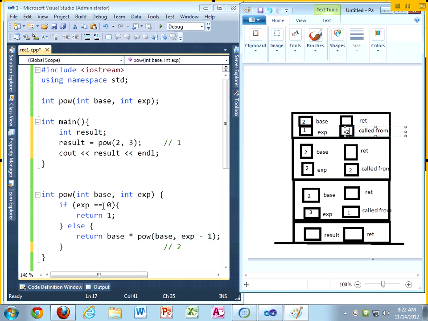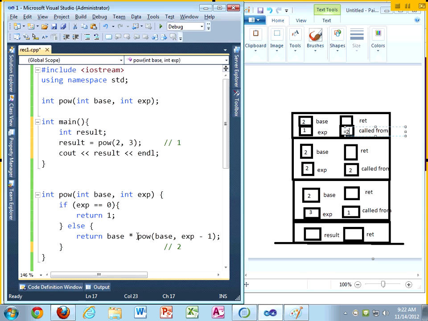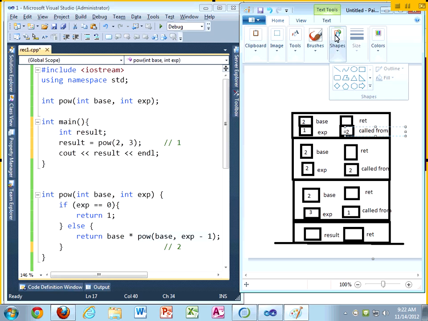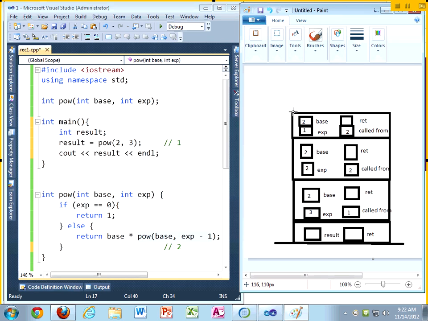Now I'm going to start executing the statements inside POW. Exponent's not equal to 0, so I come down here to the else part, which means I'm going to have to call this function named POW that we haven't seen before. Okay, so I'm calling this function named POW, which means I need to set up an activation record for it. Going to have 4 things in it, and my activation records keep getting smaller and smaller.